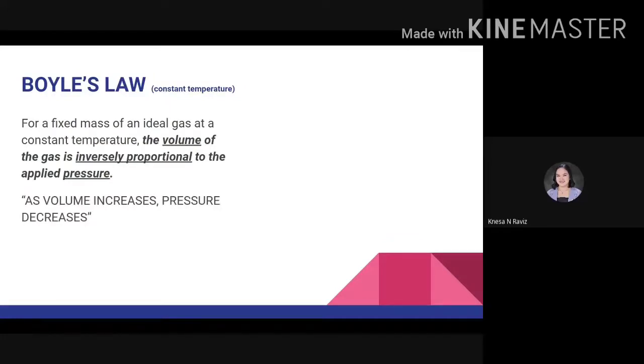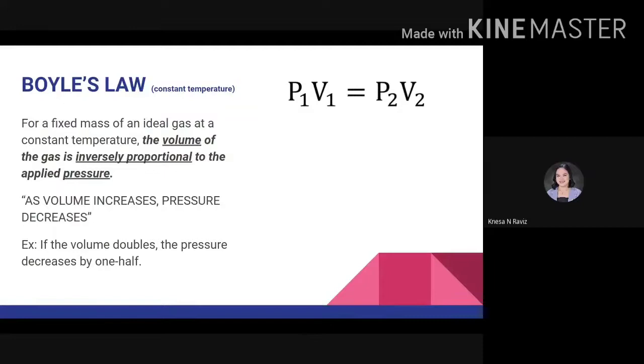As the volume increases, the pressure decreases. For example, if the volume doubles, the pressure decreases by 1/2. The equation for Boyle's law is initial pressure times initial volume equals final pressure times final volume.